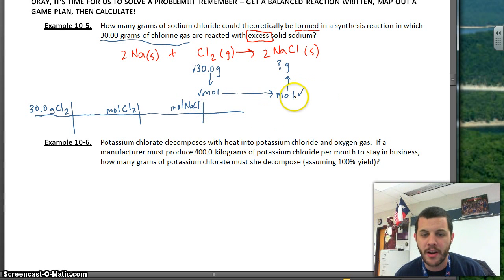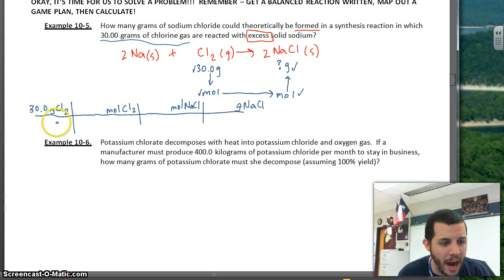Where do I go next? From moles of NaCl to grams of NaCl. Boom, put it in there. It fits perfectly. This is unbelievable. Now I know I've got to slide everything down. So I've got grams of Cl2 here, I've got to put grams of Cl2 there. Moles of Cl2 here, moles of Cl2 there. Moles of NaCl, moles of NaCl.